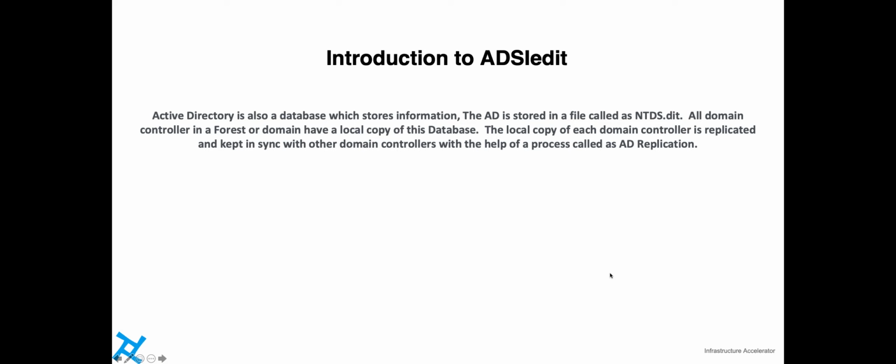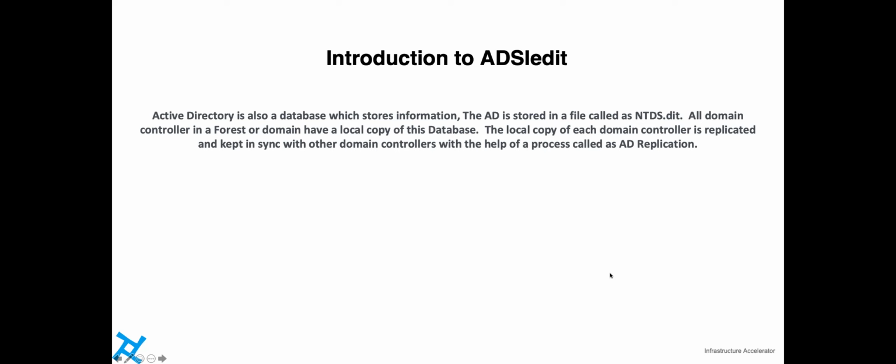So where is Active Directory stored? Active Directory is also a database which stores information. Active Directory is stored in a file called ntds.dit. All domain controllers in a forest or a domain have a local copy of this file or this database. The local copy of each domain controller is replicated to each other and kept in sync with other domain controllers with the help of a process called Active Directory replication, or AD replication.